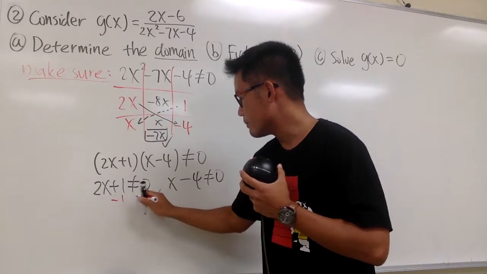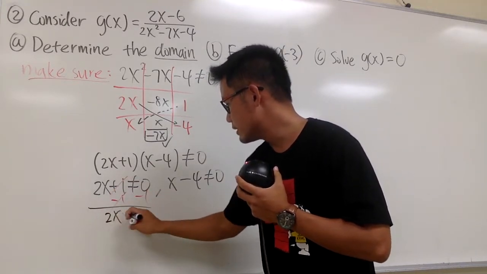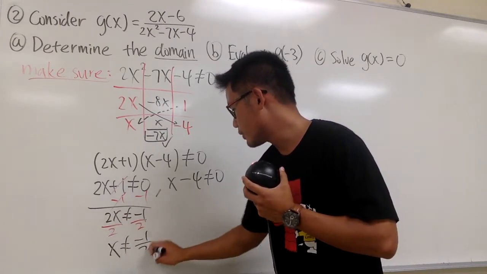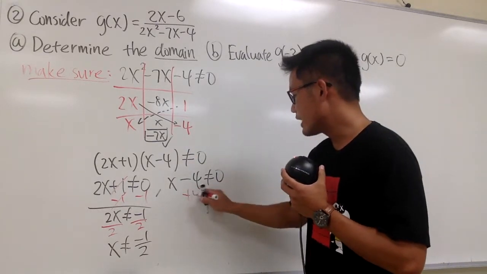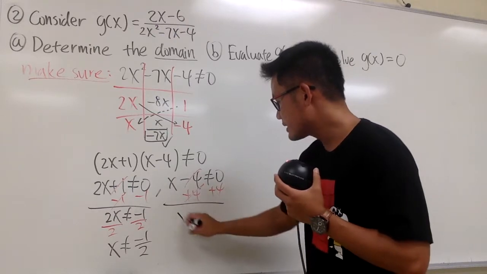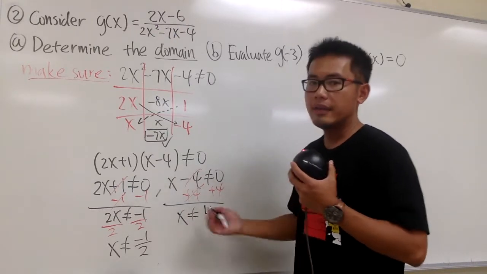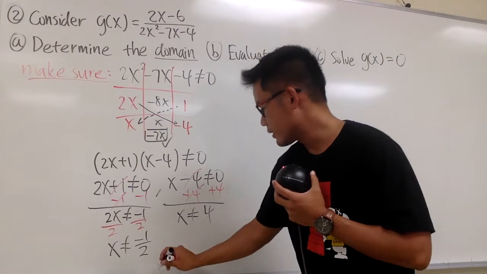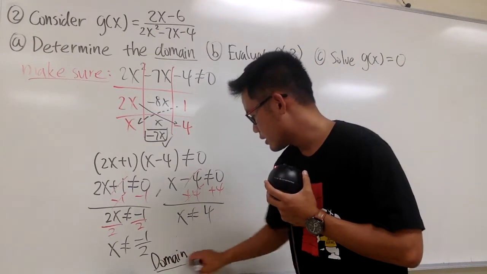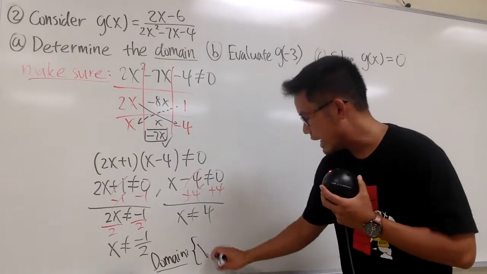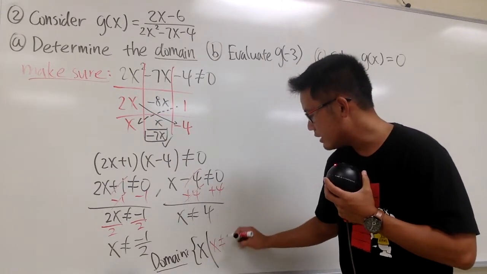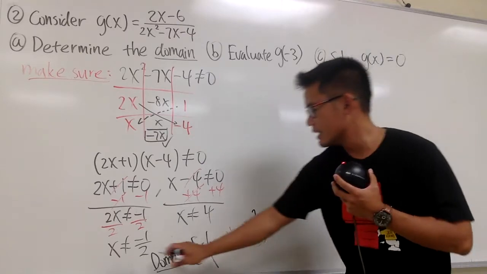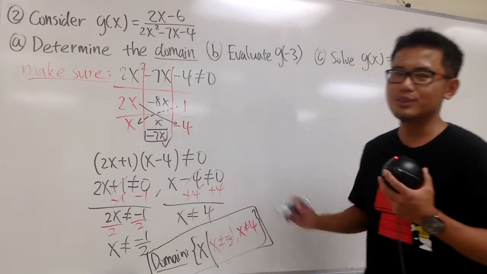So that's minus 1 on both sides here, and we will have 2x not equal to negative 1. And then we can divide both sides by 2. x cannot be negative 1 over 2. Okay? And then for this one, we add 4 on both sides. So x cannot be positive 4. And now we have two numbers that we cannot have for this function, right? And that's the domain. Let me just put this down right here. Domain. We use the set builder notation again. It is x such that x cannot be negative 1/2, and the other one is x cannot be 4. And we close that. This right here is how we will present the answer for the domain.